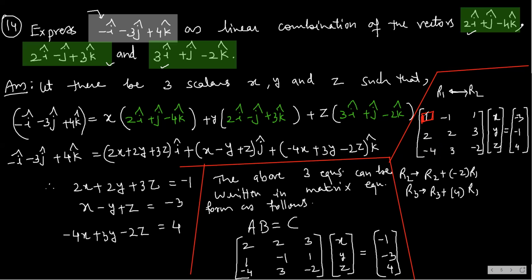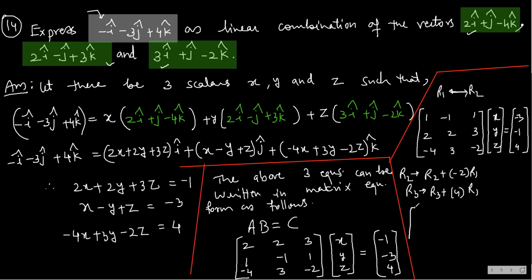When I multiply by negative 2, this will become negative 2, and add it, it will become 0. When I multiply by 4, 4 into 1 will be 4, and when I add it to negative 4, it will become 0. So with the help of R1, I'm getting the desired outcome in R2 and R3.